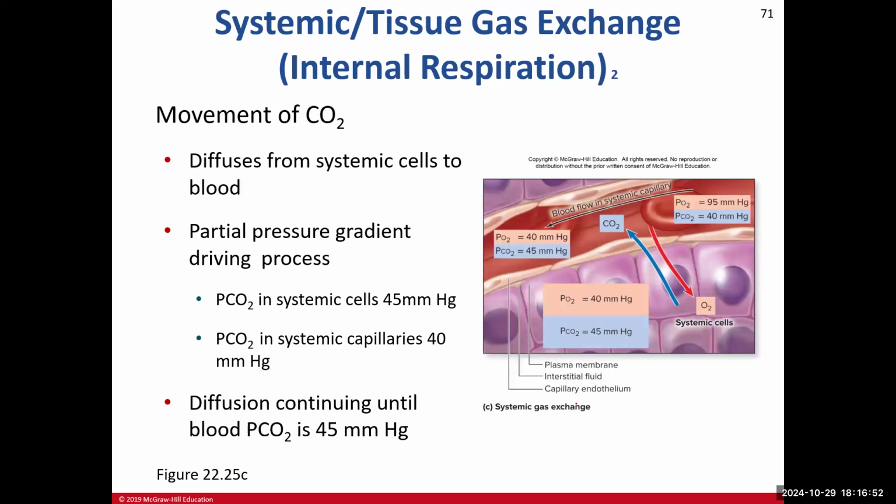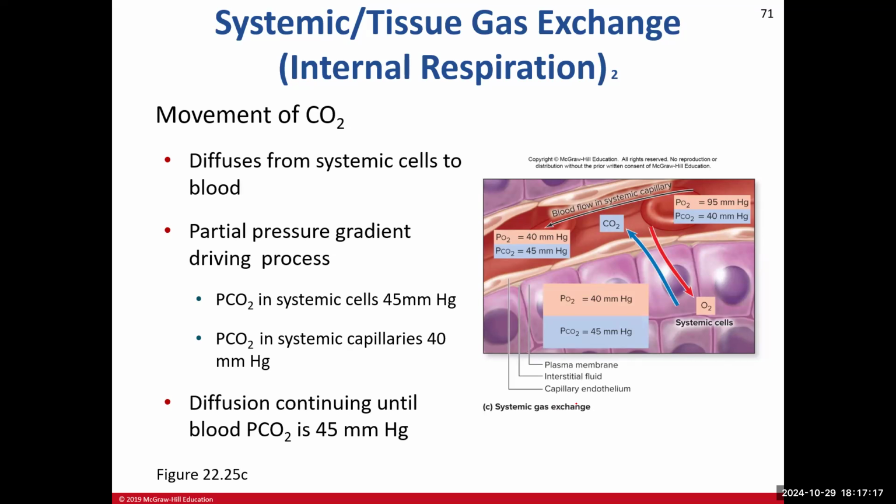Now let's switch over to carbon dioxide. So if you look up on the screen there, I've even included a picture up here. You can see on the right hand of that picture that oxygen has that 95 millimeters of mercury in the blood, and it's got 40 millimeters of mercury in your tissues. So it's going to follow the red arrow. It's going to move from the blood into the tissues.